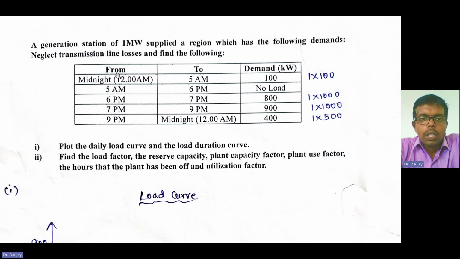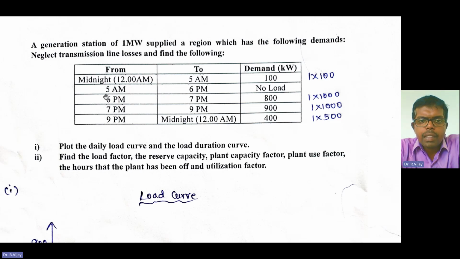So the load they have given and also the time they have given, from midnight 12:01 a.m., actually midnight, 12 a.m. to 5 a.m. that is 100 kilowatt, and 5 a.m. to 6 p.m. no load, 6 p.m. to 7 p.m. 800 kilowatt, 7 p.m. to 9 p.m. 900 kilowatt, 9 p.m. to midnight it is 400 kilowatt.